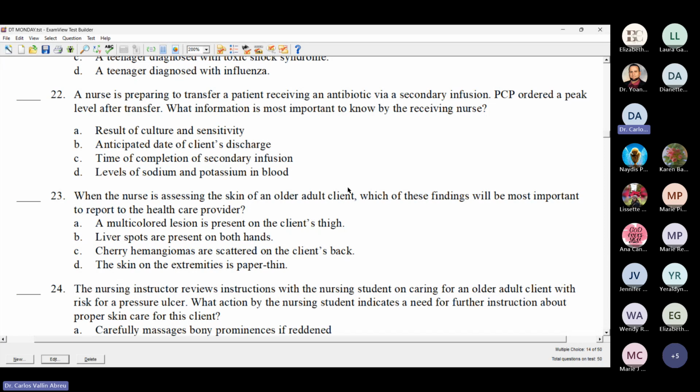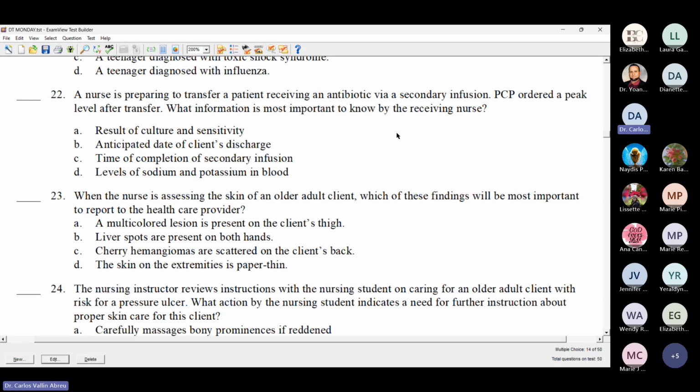The PCP orders a peak level after transfer, a peak level of the antibiotic. What information is most important to know by the receiving nurse? Remember that peak levels need to be obtained after a dose of the medication. When you give a dose of a medication, the level in blood should increase. Why does the level in blood of the medication increase? Because you just gave a dose of the medication.